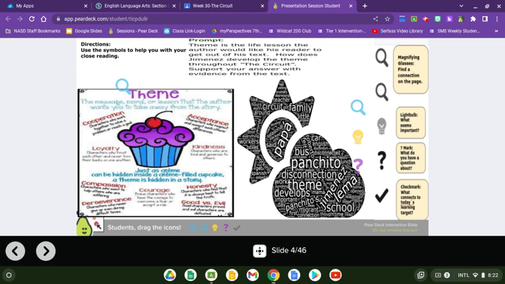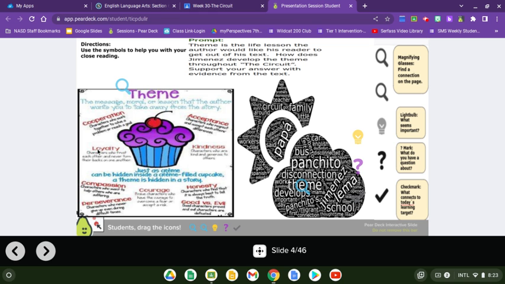Theme, the message, moral, or lesson that the author wants you to take away from the story. Just as cream can be hidden inside a cream-filled cupcake, a theme is hidden inside a story. Now take a look. You can see that theme is already hidden inside of this word cloud, the guiding word cloud for the story and the essay that we're going to write. So one of the main or important ideas in this one, does anything look like a theme?